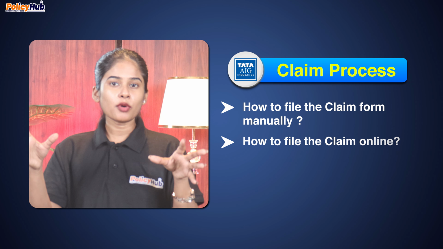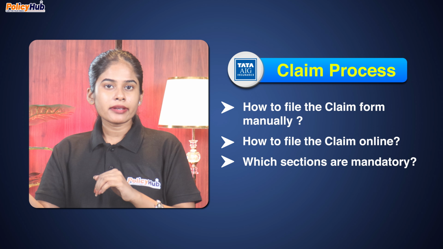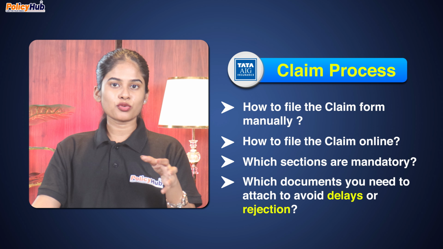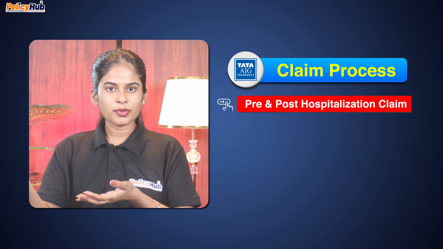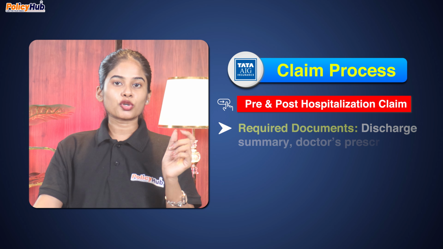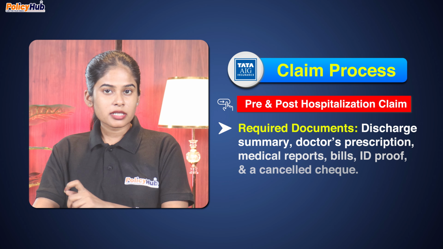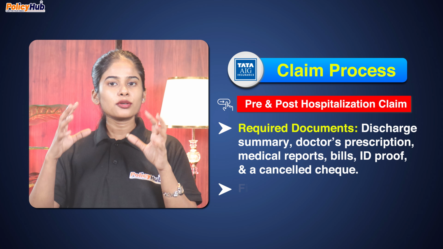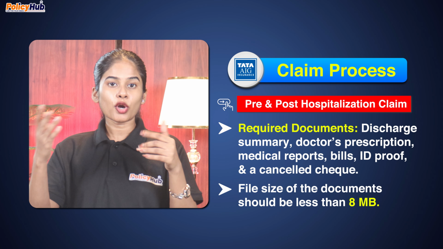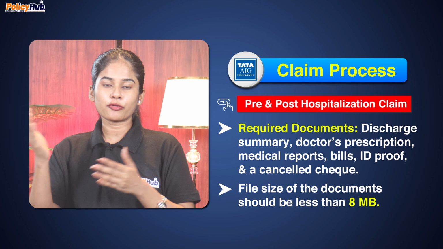and how to file the claim online, which sections are mandatory, and which documents you need to attach to avoid delays or rejections. Before filing a claim, make sure all your documents are properly arranged. For example, if you are filing a pre and post hospitalization claim, you may require documents like discharge summary, doctor's prescriptions, medical reports, bills, ID proofs, and a cancelled cheque. Also make sure the file size of your documents is less than 8 MB before uploading.